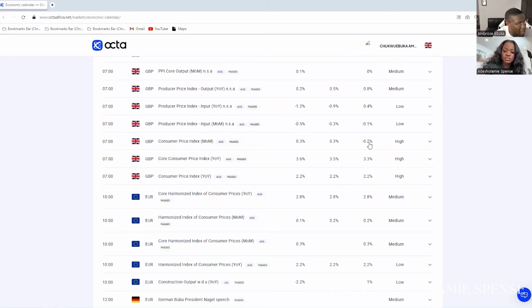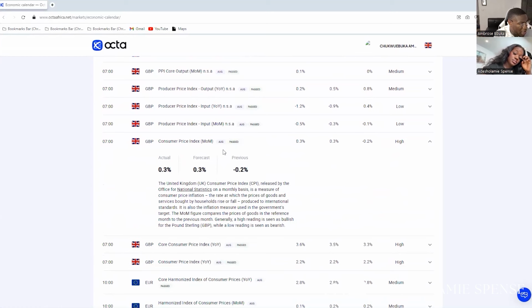The previous data was minus 0.2. The experts and economists predicted 0.3, which is higher than minus 0.2, right? The report came out and then it became 0.3. If you click on each event, you can understand the definition of each event.